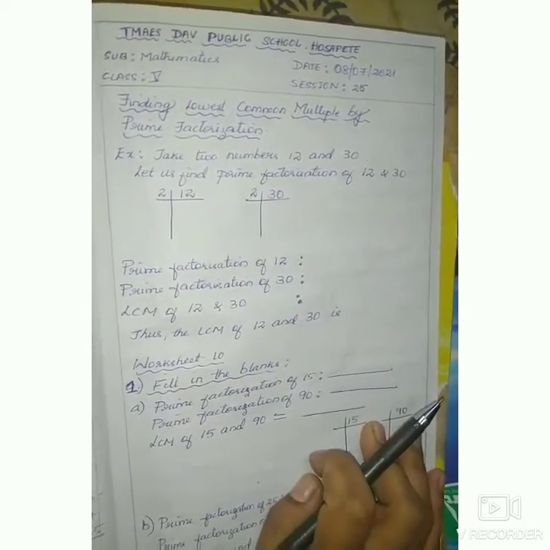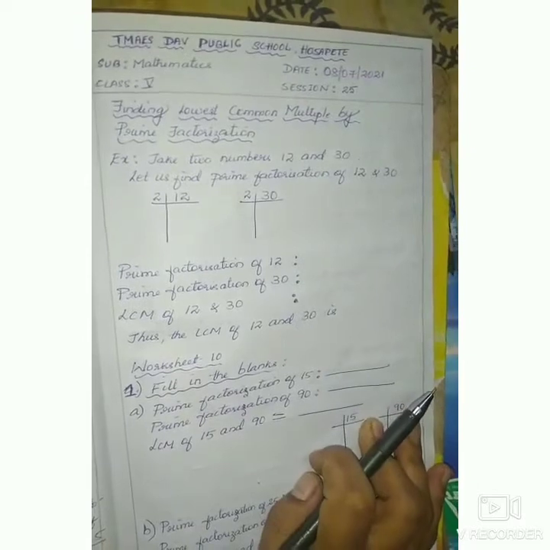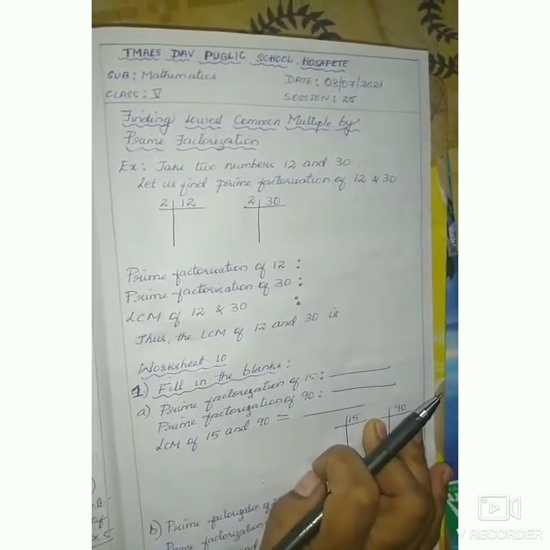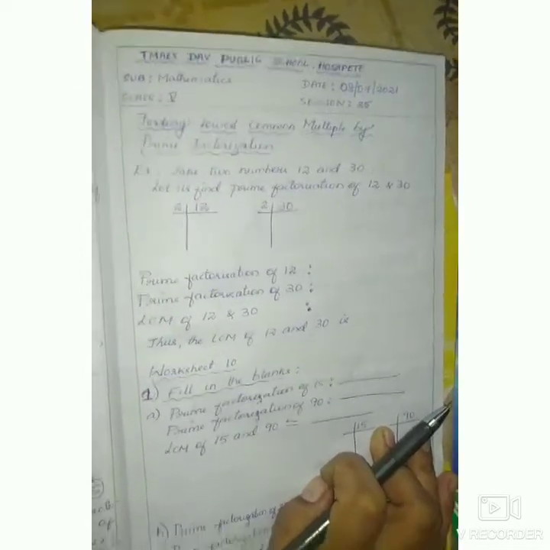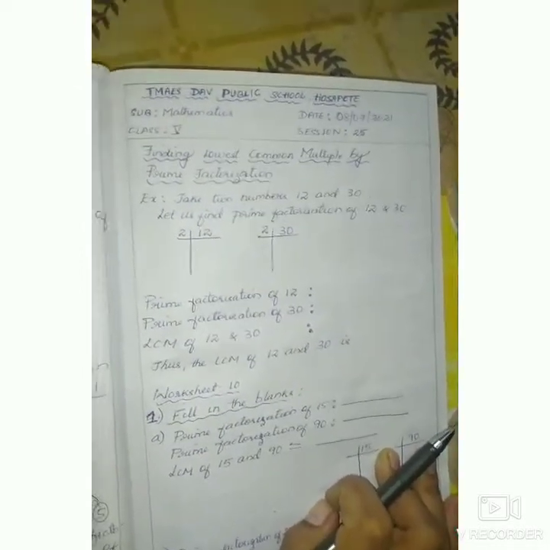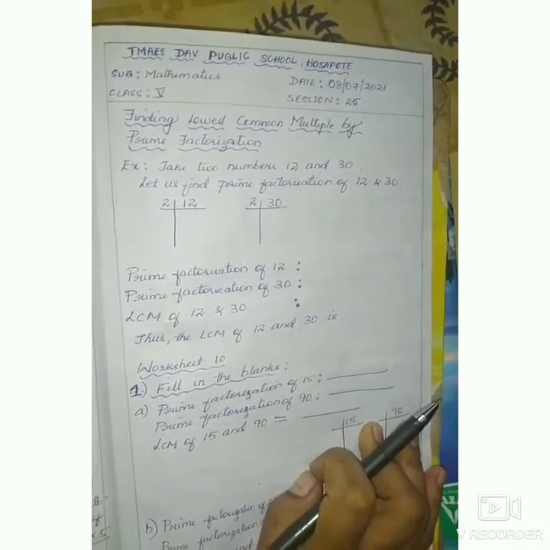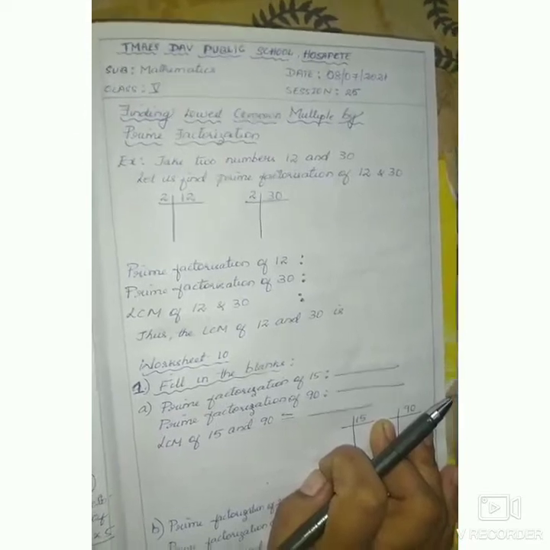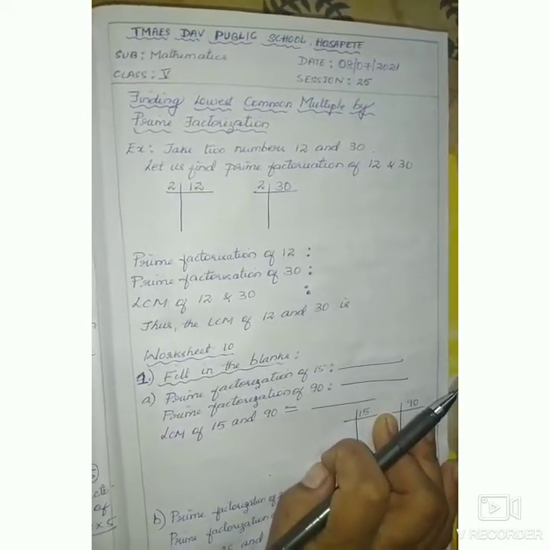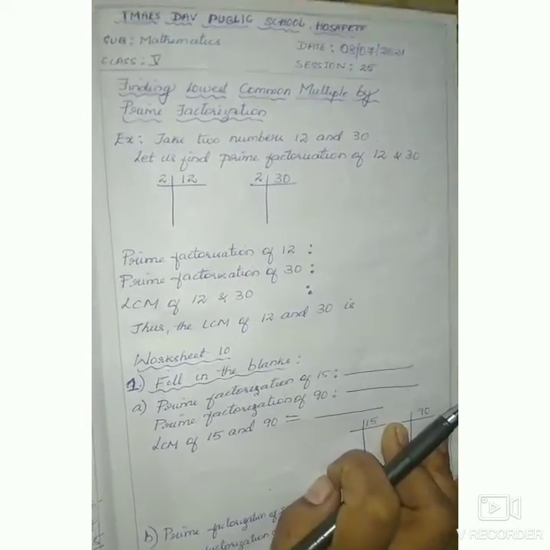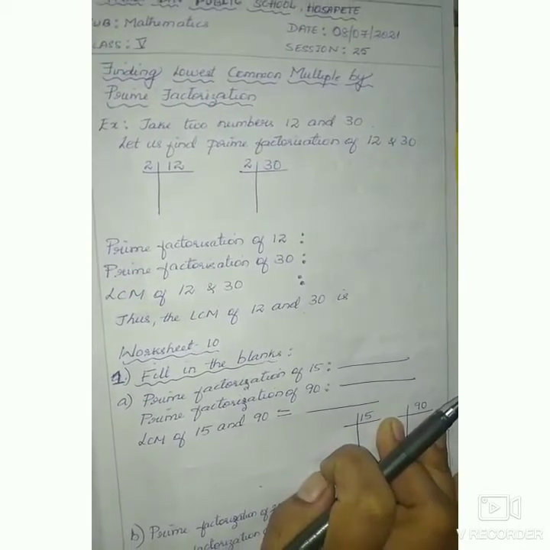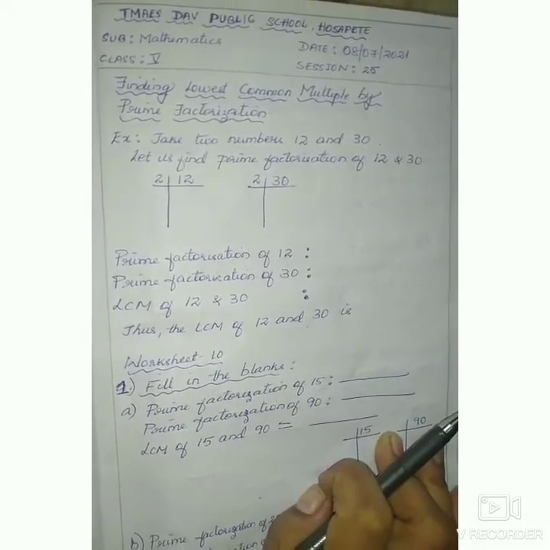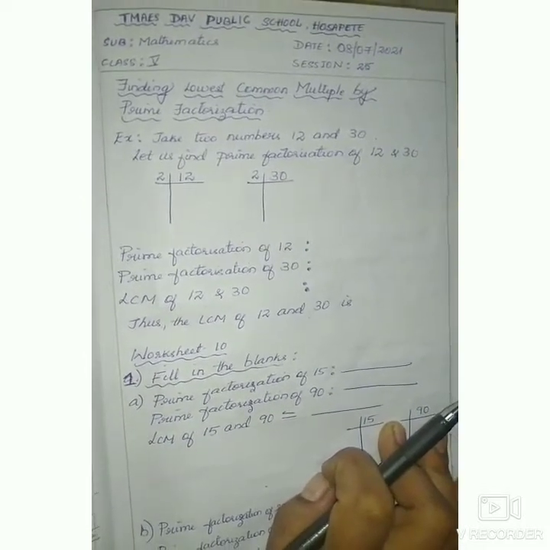Let us start today's session by finding the lowest common multiple by prime factorization method. Already in last classes we have found the LCM by finding the multiples and finding the common multiples. That is one of the methods. Now the second method is finding the LCM by prime factorization. The heading itself tells you the factors should be prime.